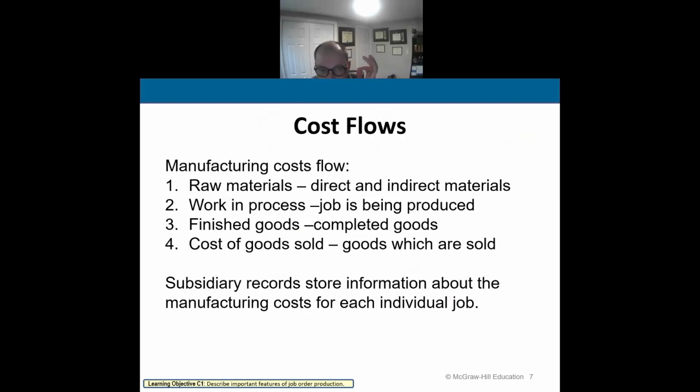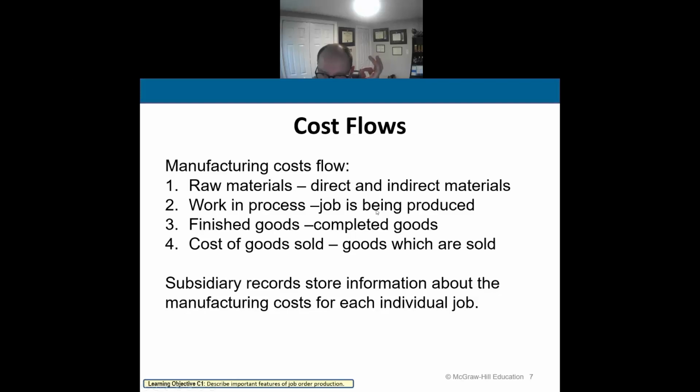Okay, so here's how it works. I got my raw materials. So that's direct materials and sometimes indirect materials, right? Like glue, other small parts to manufacture the guitar. So I got my direct materials and indirect materials.